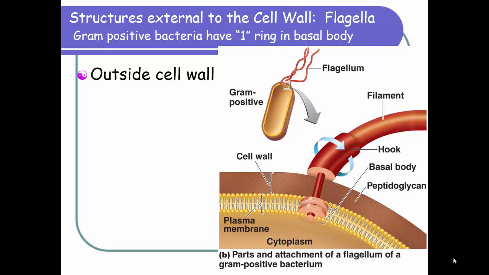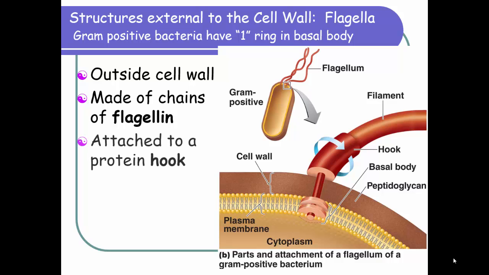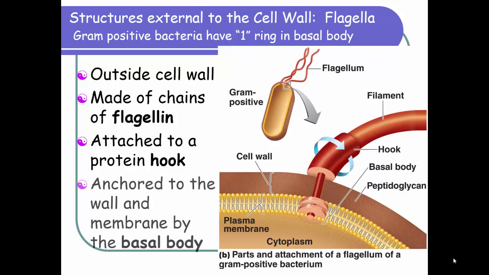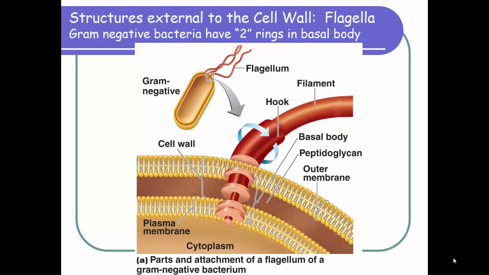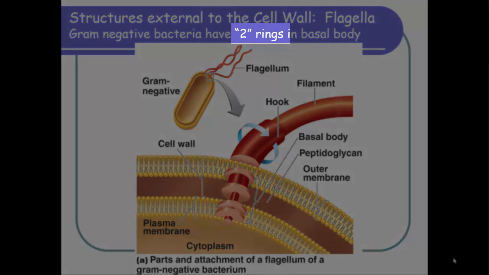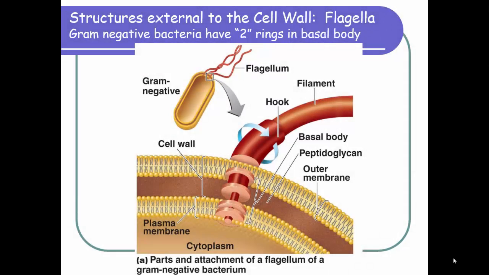We do know that the flagella is outside the cell wall, the part that moves, and the filament itself is made up of chains of a protein called flagellin. It's attached to a protein hook that provides the rotational movement and anchored to the cell wall and membrane by the basal body. The gram-negative, some books will say, have 2 rings in the basal body, but as you can see here, we actually have 1, 2, 3, 4 rings of protein, so I still refer to this as 4 proteins in the gram-negative.